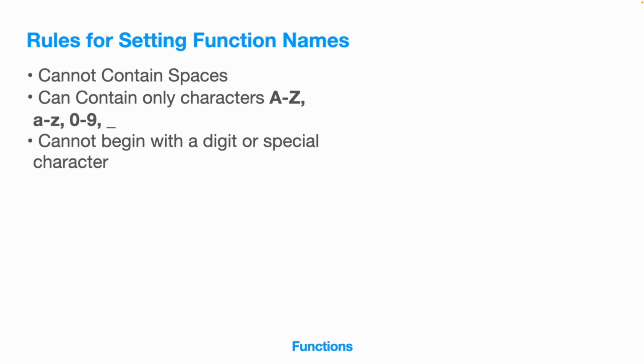Function names also cannot begin with a digit or special character, as we spoke. So basically you can have a function name called post image, post underscore image, post 123 image, or post image 123, but your function name cannot be 123 post image or exclamation post image, because that just goes against the syntactical rules of Python.